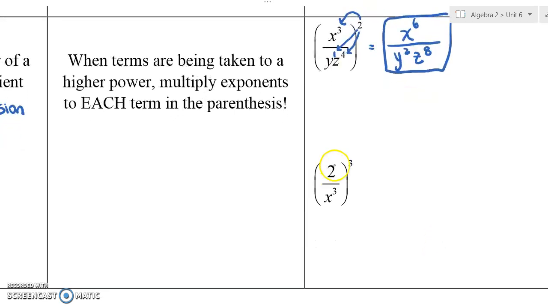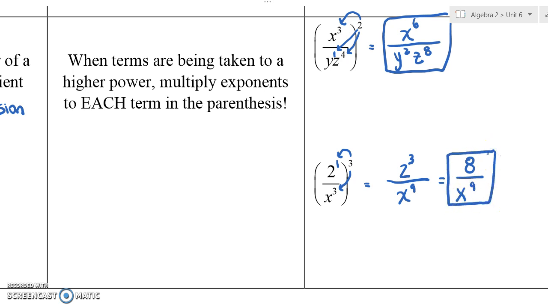Same thing here. 2 has a power of 1. x to the 3rd has a power of 3. We're going to go ahead and multiply that 3 on the outside to the 1 as well as the 3. So we get 2 to the 3rd and x to the 9th. And we know that 2 to the 3rd is really 8, so we get 8 over x to the 9th. That's our simplified answer.